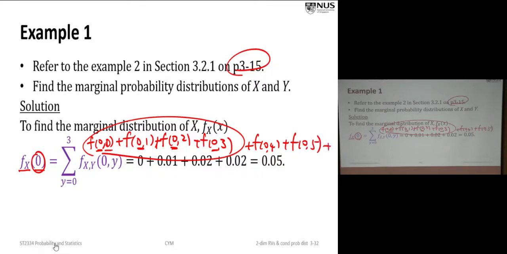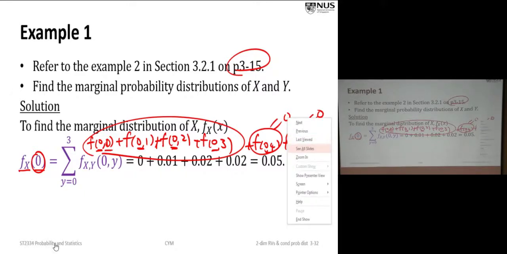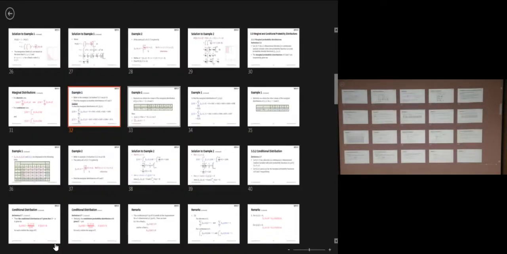Yes, we're supposed to add up all the possible y values. But what are all these probabilities? They are all zeros. Okay, let's look at the 315.